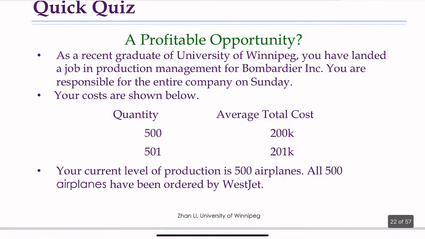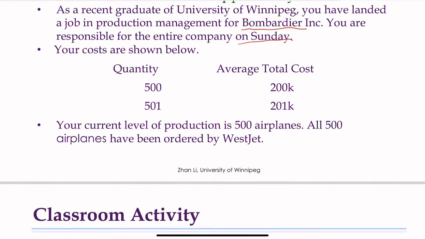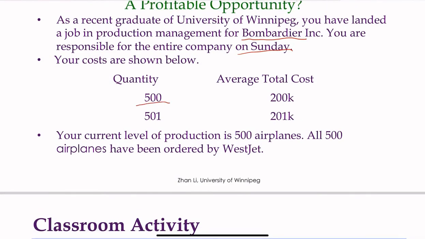Now let's see a very simple question here. Let's say you have graduated and you landed a job at Bombardier. You're responsible for the firm. Let's say your firm has a cost like this. If the firm produces 500 jets, then the average total cost would be 200K. And if the firm produces 501 jets, then the average total cost is 201K.